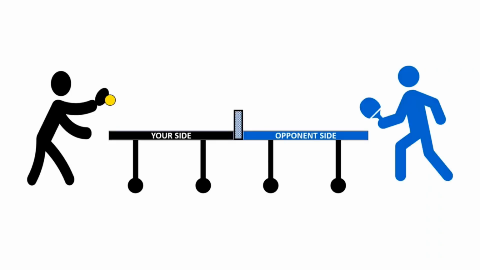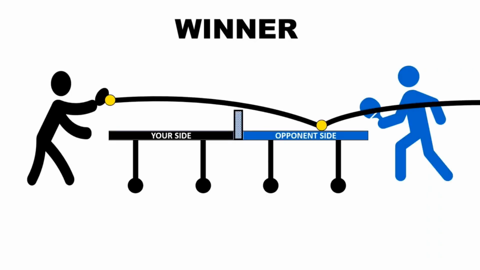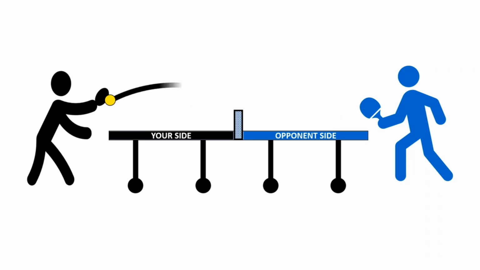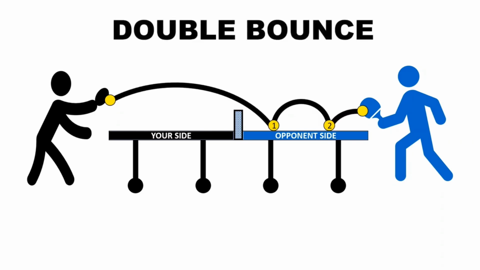Win points. Let's talk about that stuff. You can hit a very fast shot and your opponent is not able to make a contact. That is a winner. Another way to win a point is two bounces. So if your opponent hits the ball after the ball has made two bounces on the table, it's called double bounce and you win the point.